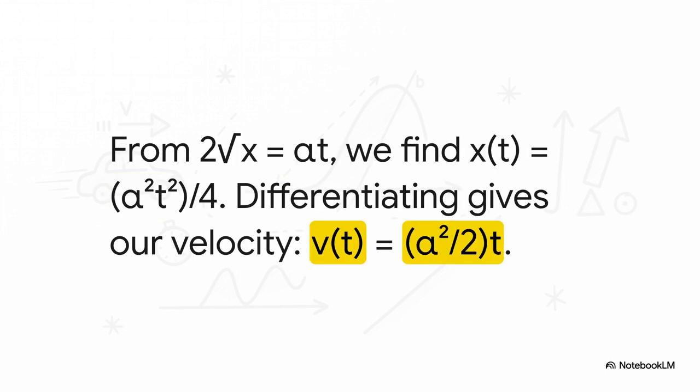So with that pesky c out of the way, we have this nice, clean relationship, 2 root x equals alpha t. Now we just need to get x by itself. We square both sides, divide by 4, and there it is, our position as a function of time. And that right there, that's a huge milestone, because now we can just go back to our toolkit, differentiate x with respect to time, and we get our first answer, velocity as a function of time.